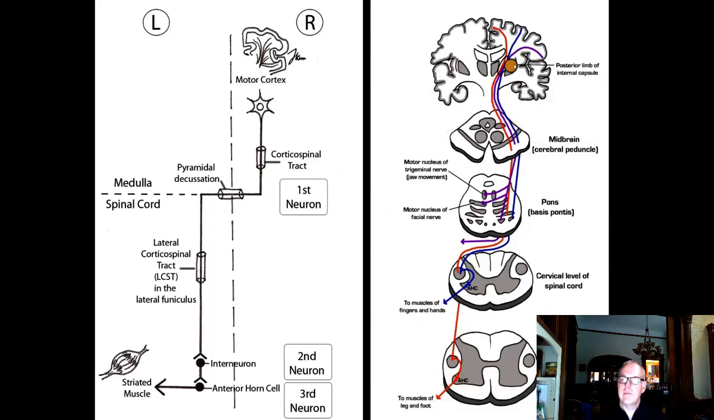Okay, so I think we've hammered the anatomy of this enough, but it's just very important that you remember this travels through the posterior limb of the internal capsule, and then in the midbrain is the cerebral peduncles, basis pontis in the pons, medullary pyramid, not shown here in this drawing, and then we have the crossing. And so here is the corticospinal tract, and so depending on which movement, whether you're moving your hand or your leg, it's going to talk to the appropriate anterior horn cells in the cervical cord to move your fingers and hands, and then down in the lumbosacral to move your leg or foot.